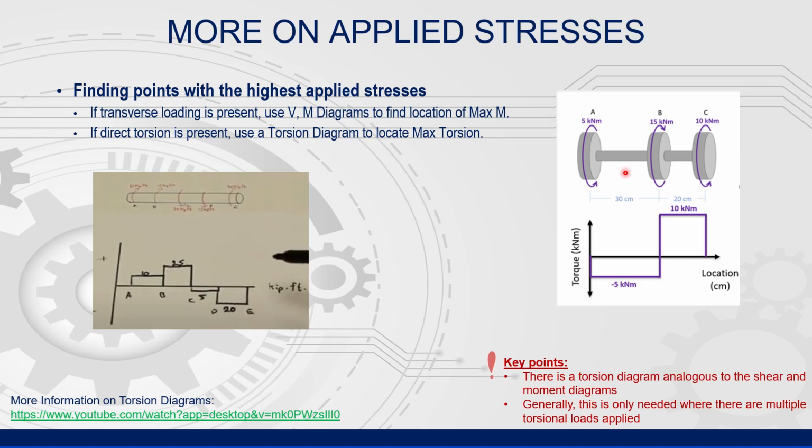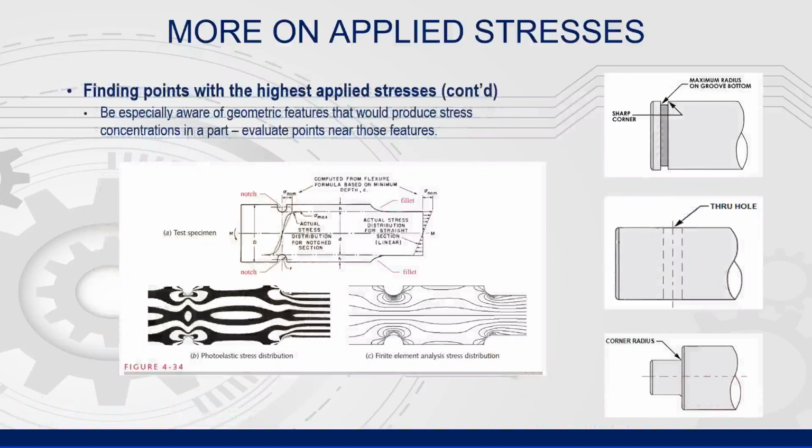This is common for a shaft application where there may be multiple gears or pulleys on the same shaft. We have looked at this previously, but we want to remember that changes in geometry on a component generally result in locations of stress concentration. That is, your highest stresses will usually occur in these locations. These include locations where the geometry includes grooves, holes, and at the radius at a change in diameter in a step shaft.